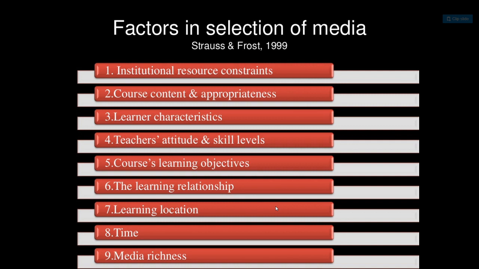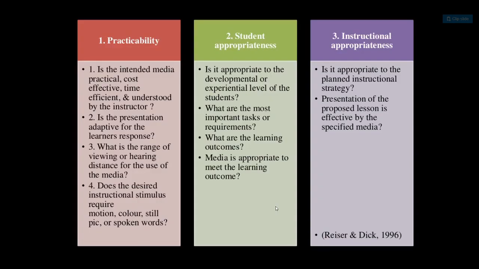Institutional resource constraints. Institutions provide classrooms and exact devices for us to use this media. Then course content and appropriateness, learner characteristics, teacher's attitude and skill level, the course's learning objectives, the learning relationship, learning location, time, and media richness.